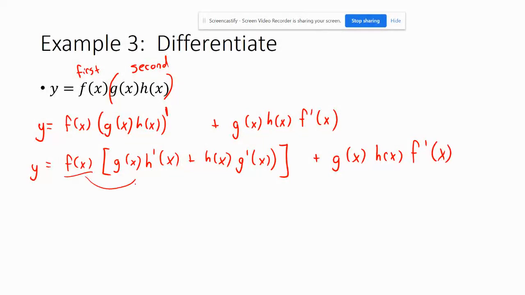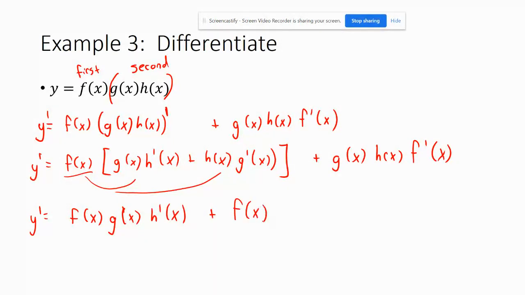And now I'm just going to multiply this through the brackets. So guys, that was y prime equals f of x, g prime, f of x, g of x, h prime of x, plus f of x, I'm just going to rewrite this as well, g prime of x, then h of x, plus, I'm just going to write this guy first, f prime of x, g of x, h of x, like that. All right, guys, I hope that this is fairly clear.